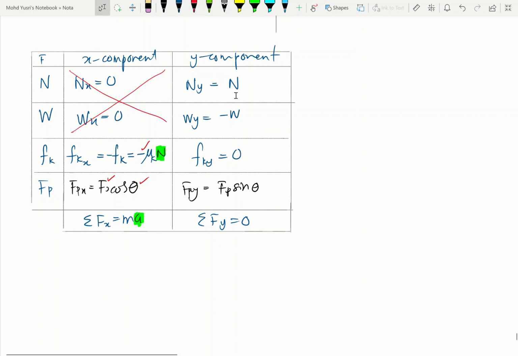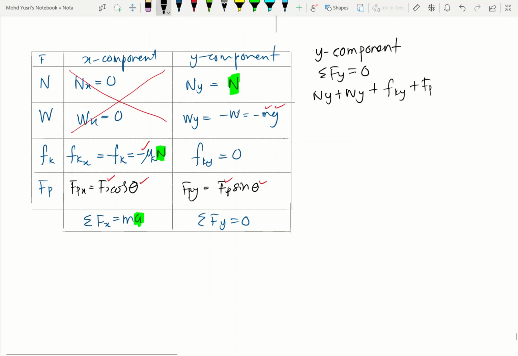Dan kita kena tengok lah daripada y component. Weight sama dengan mg. Okay, so kedua-duanya known value. Fp kita tahu, theta kita tahu. Jadi yang kita tak tahu pada y adalah N sahaja. So maksudnya kita kena cari dulu value N pada y component, dan kita kena masukkan pada equation x component. Mari kita lukiskan y component terlebih dahulu. Bagi y component, sum of Fy is equals to 0. Sum of Fy is Ny plus Wy plus Fky plus Fpy is equals to 0.